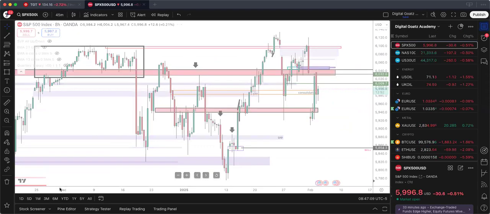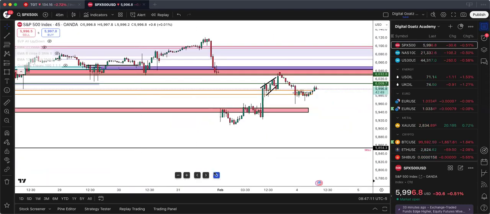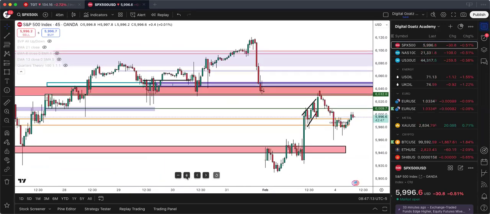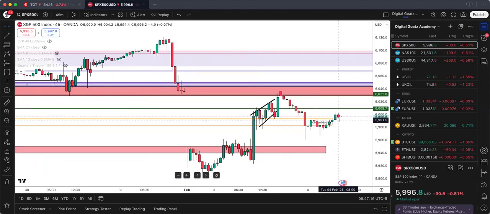S&P too. Yeah, I like seeing that pattern. This candle opened 45-minute, so it should open bearish a little bit, wanting to push down. And see, this was a previous level consolidation that I had.